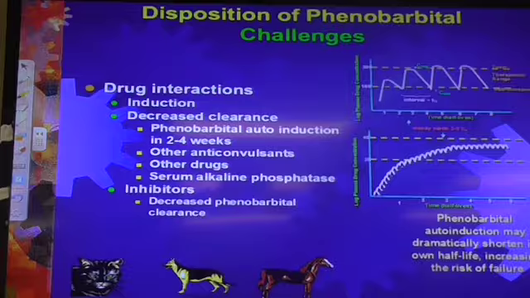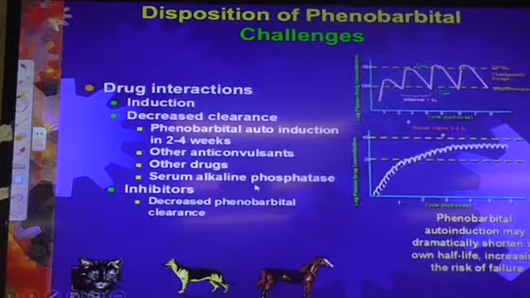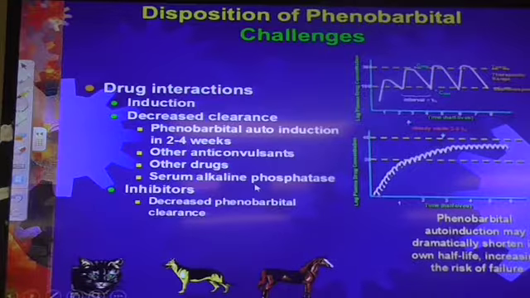All right. Now, the other thing that we're going to see is phenobarbital induces serum alkaline phosphatase. Now, what's serum alkaline phosphatase? What organ does it reflect? The liver. So this is turning it on. It has nothing to do with liver disease.